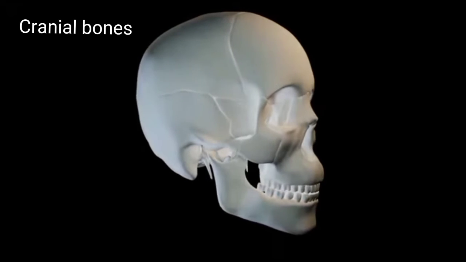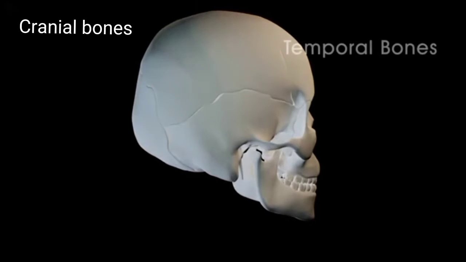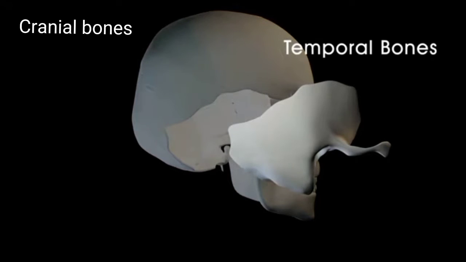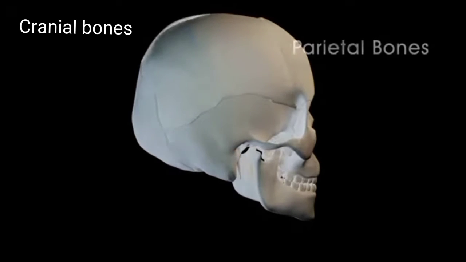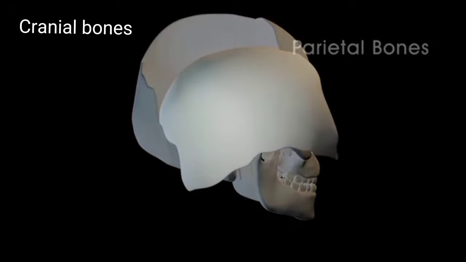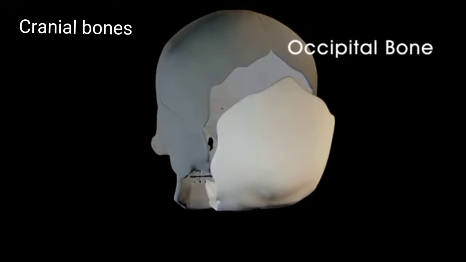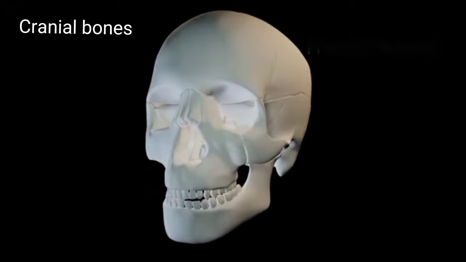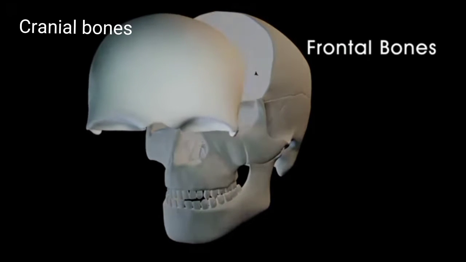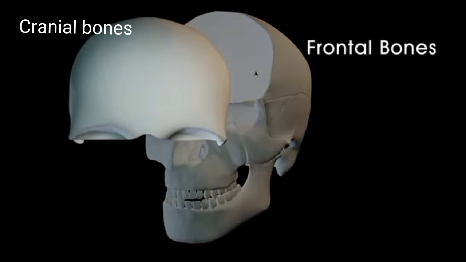Now cranial bones. There are left and right pairs of temporal bones. Next are the left and right pairs of parietal bones. At the backside there is a single occipital bone. At the front of the skull there is a single bone called the frontal bone that forms the forehead.